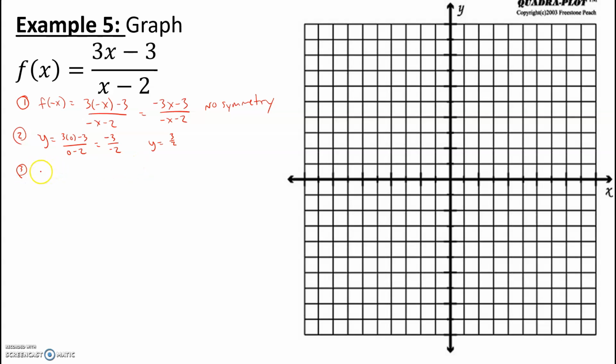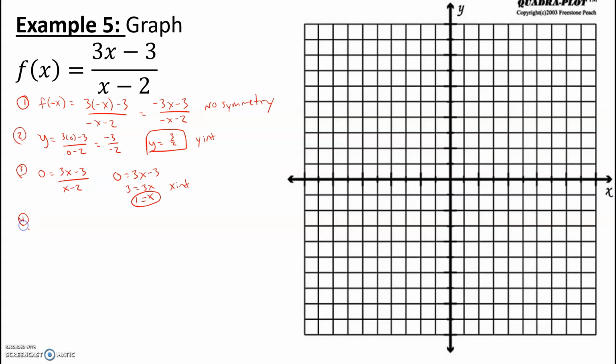Our x-intercept, we plug in 0 for y. Let me circle this real quick because we're going to be using that later. Multiply both sides by x minus 2, so you get 0 equals 3x minus 3. Add 3 and divide by 3, and you get 1. So there's our x-intercept. So we have our x-intercept and our y-intercept.